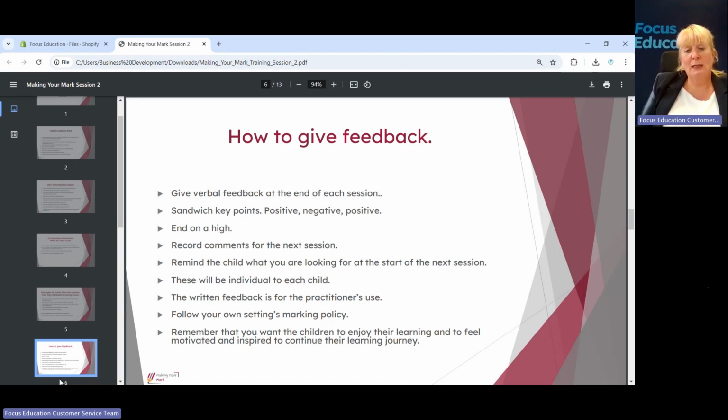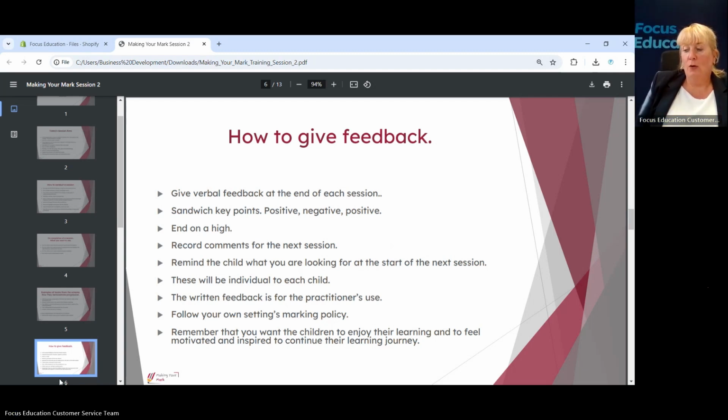I think it's really important that we sandwich our feedback: positive, negative, positive. It's heartbreaking when somebody just pulls you to pieces, so it's even worse when you're 4 or 5. So I always try and end on a high. It might be really hard some days to find that, but I loved whatever it is that they've done, so that the children leave you feeling yay and super positive.